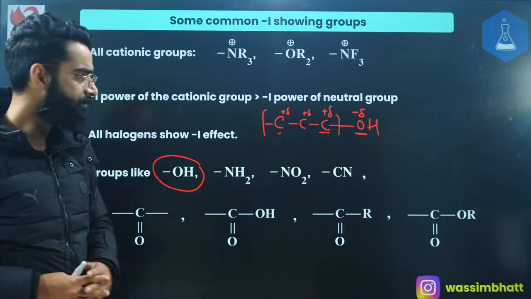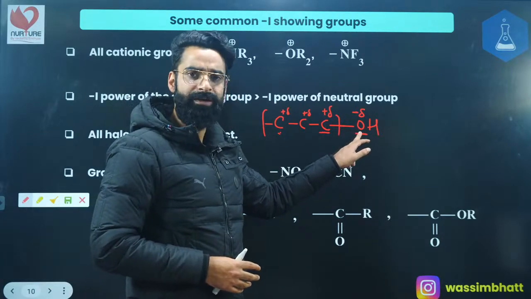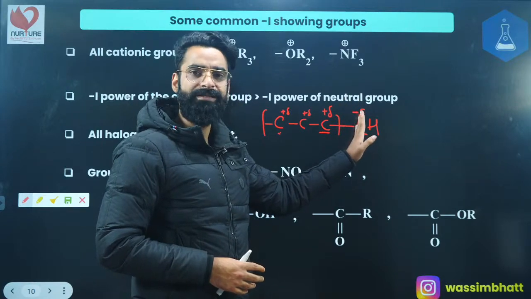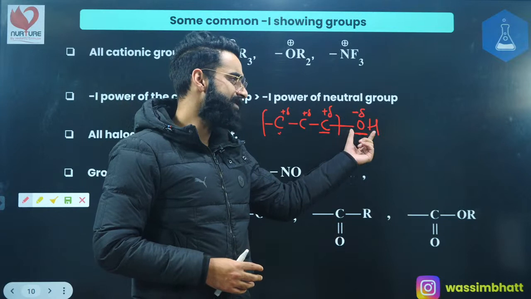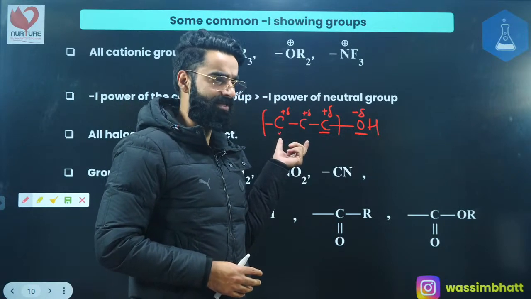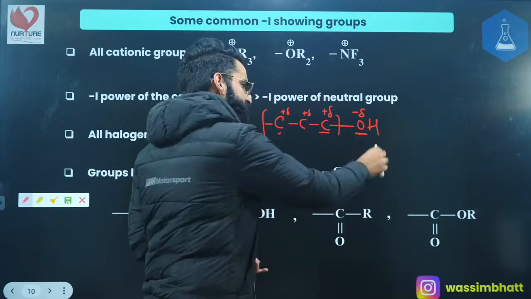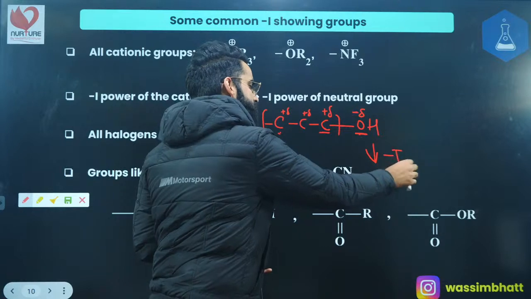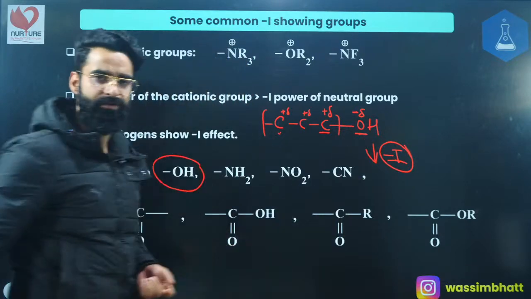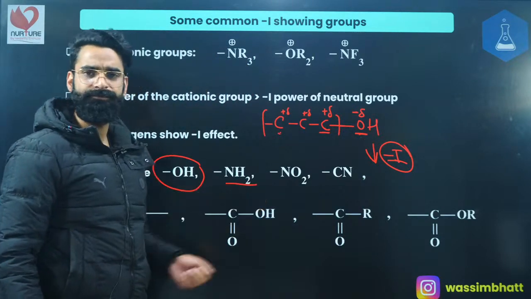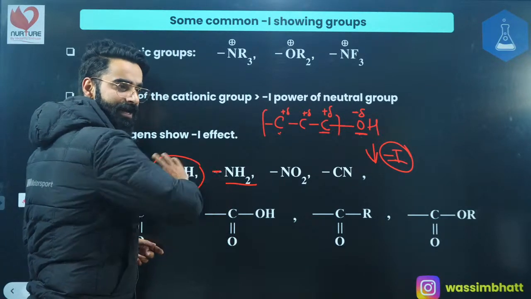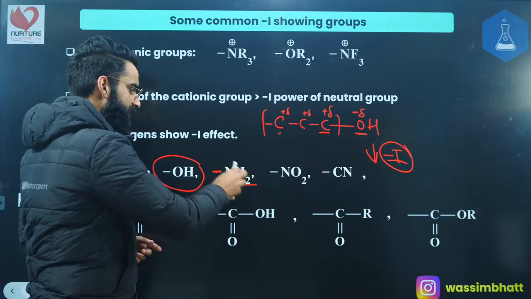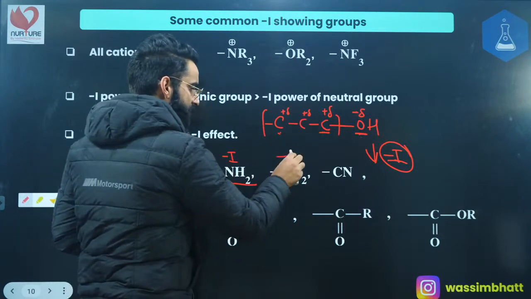Yes? So, due to more electronegativity, this group is pulling the sigma electrons towards itself, right? That means this group is decreasing the sigma electron density in the chain. And any group which decreases the sigma electron density in the chain, we say that group shows minus I effect, right? Similarly, you have got NH2. When this nitrogen is attached with a carbon chain, it's again going to drag the sigma electrons towards itself. So again minus I.